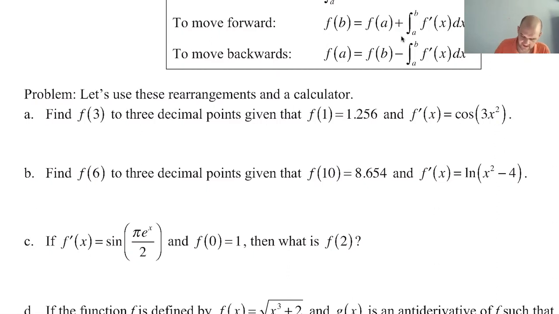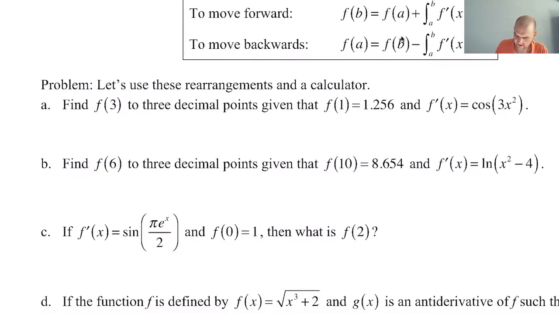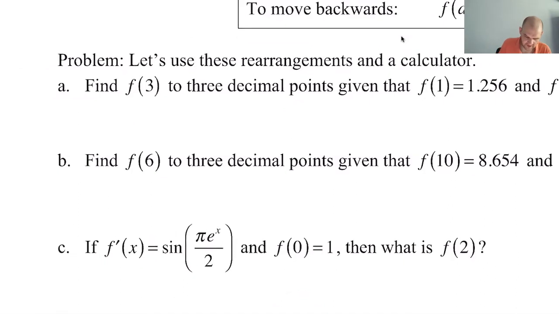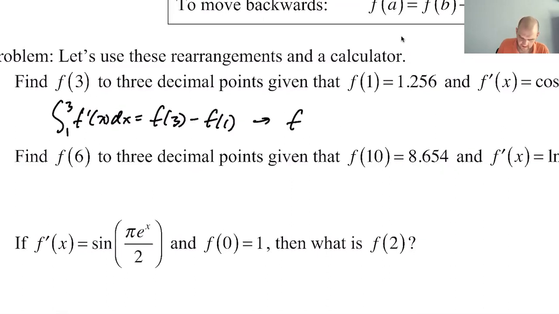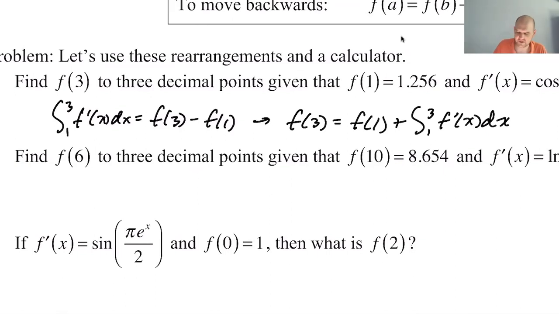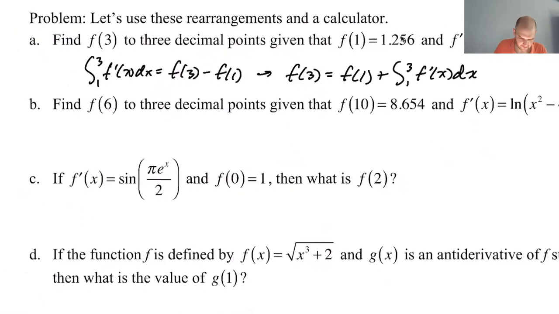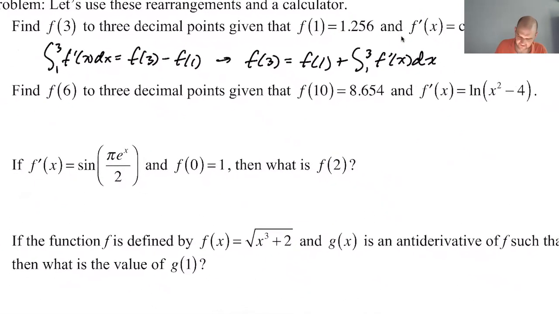So here, if I want to find F of 3, I know F of 1, and I know F prime. Well, just think about it. We know that the integral from 1 to 3 of F prime of x dx is F of 3 minus F of 1. So if I want to know F of 3, it's just going to be F of 1 plus the integral from 1 to 3 of F prime of x dx. I'll use a calculator in a second, but I'm just going to write them all down. Next: F of 6 given F of 10 and F prime.